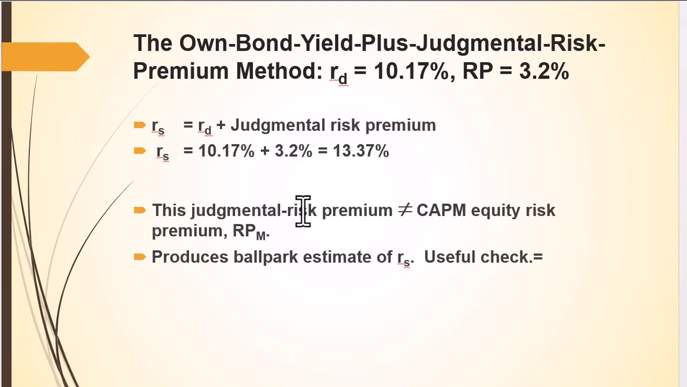Now, this risk premium is not the same as the capital M equity risk premium. It's just a ballpark of the required return. What we might do, though, is find our yield to maturity, but then also find the yield to maturity on similar bonds and see if we can somehow look at the difference and utilize that additional risk premium. So again, it's just an additional way to calculate or think about the required return on the investment.